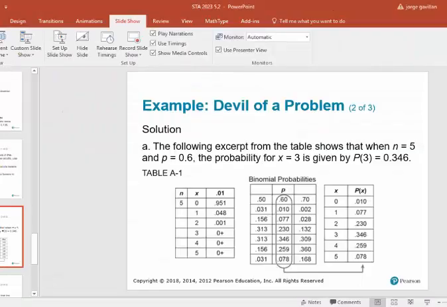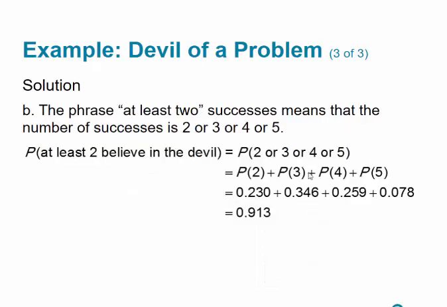And so the next example, the phrase at least 2, I'm going to talk about this a little bit. At least 2 successes means that the number of successes is 2, 3, 4, or 5. So at least 2 is everything from 2 up to the number of trials. So the probability that at least 2 believe in the devil is the probability of 2 plus the probability of 3 plus the probability of 4 plus the probability of 5, which is 0.913.